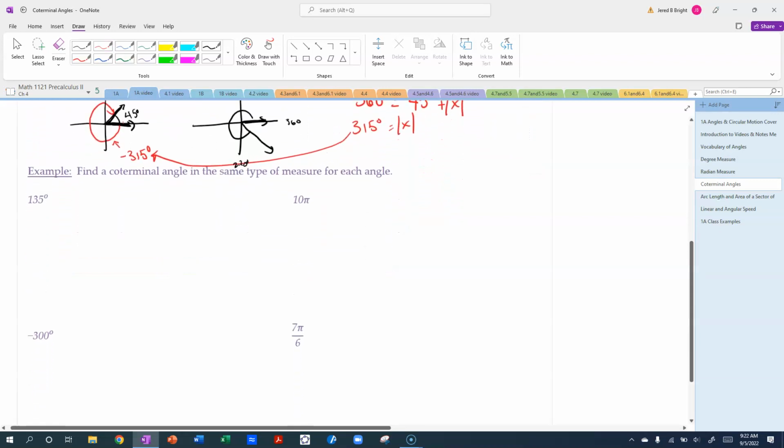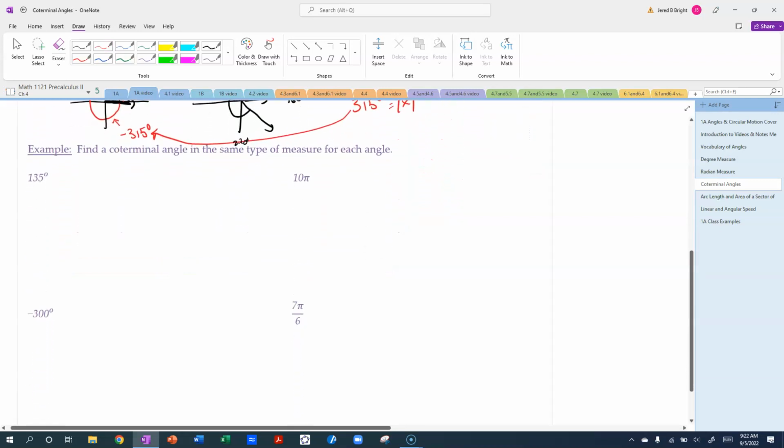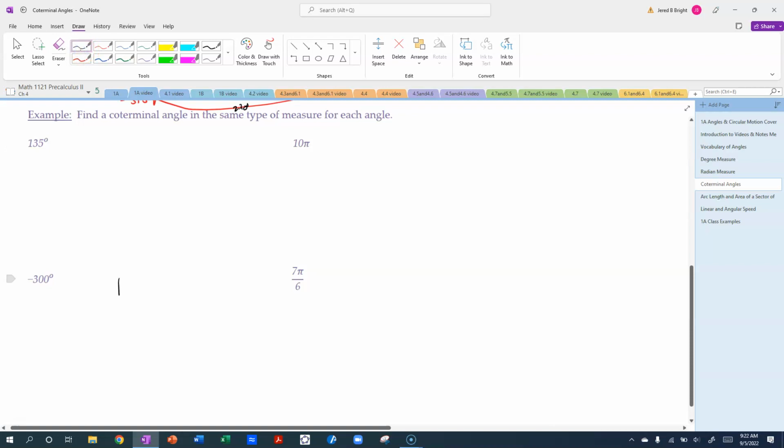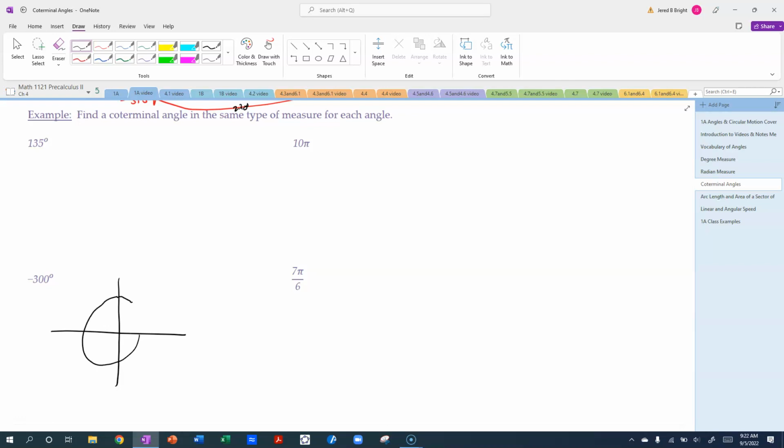Here, you can find a coterminal angle for each of these, in the same type. If it's in radians, leave it in radians; if it's in degrees, leave it in degrees. I'm going to do two of these: 300 and then 10 pi, and then you get to do the rest. For negative 300, here's 270 and a little bit more, so this would be negative 300 degrees.